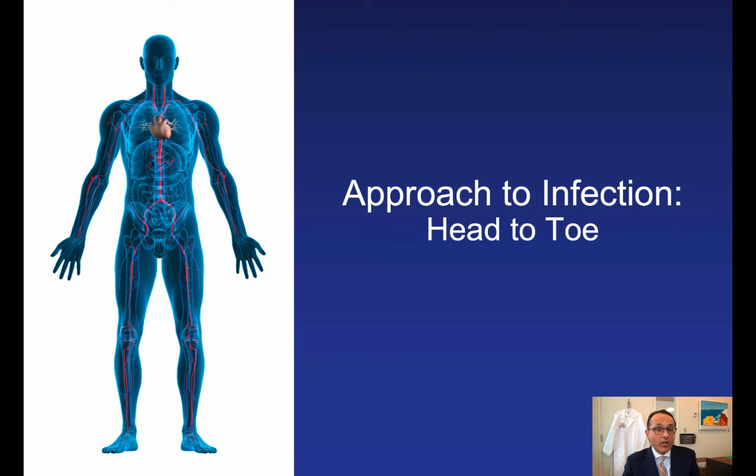The abdomen have all kinds of causes of infection, things like abdominal abscesses, as well as infectious colitis, pyelonephritis, prostatitis, pelvic inflammatory disease, skin and soft tissue infections, septic arthritis, etc. So by taking a head-to-toe approach, hopefully you'll be able to pick up, or at least consider, the most important and common causes of infection.